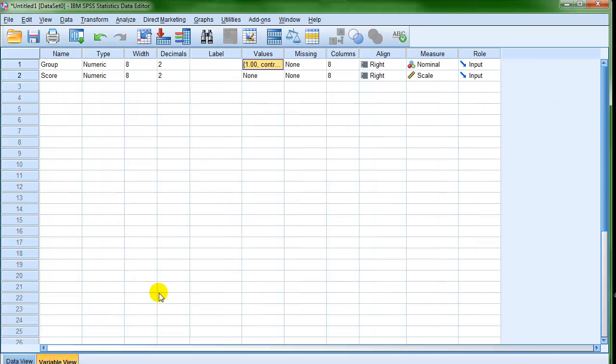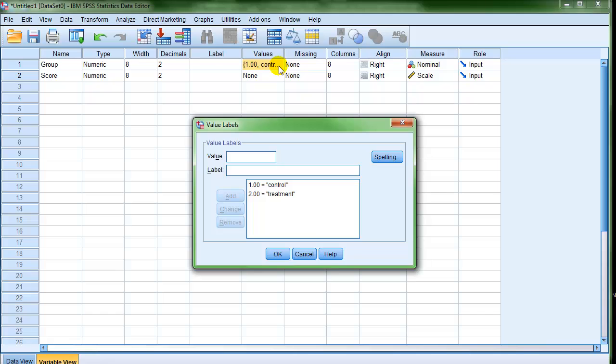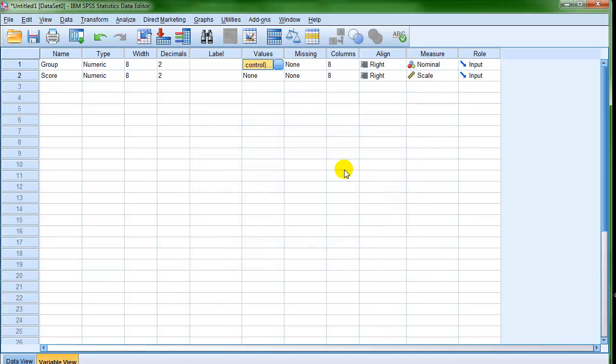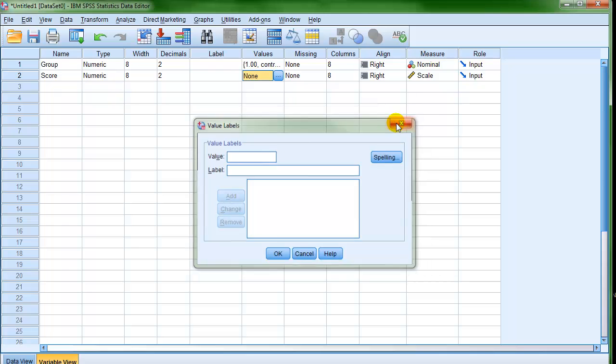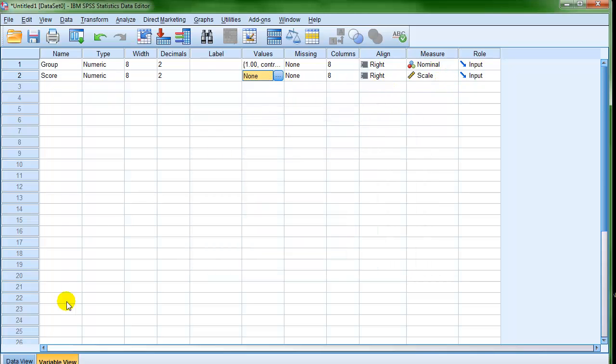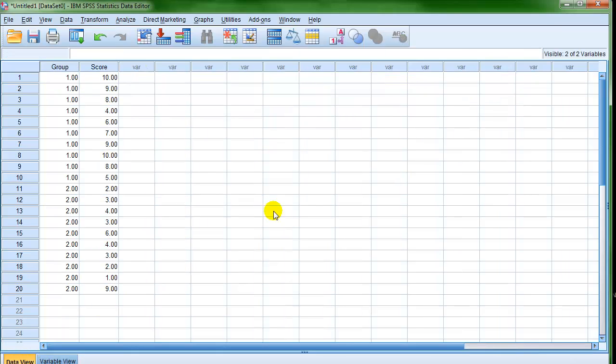So let's go to variable view real quick, and you can see that for the first variable I've named it group, and I put in the values. 1 is the control group, 2 is the treatment group, and that is a nominal variable. And then our second variable is score, and we don't need to put in values because it is not a nominal variable, it is a scale variable, so we don't need to worry about that. Okay, and that's what it looks like. Pretty straightforward. So let's actually go to analyze the data.